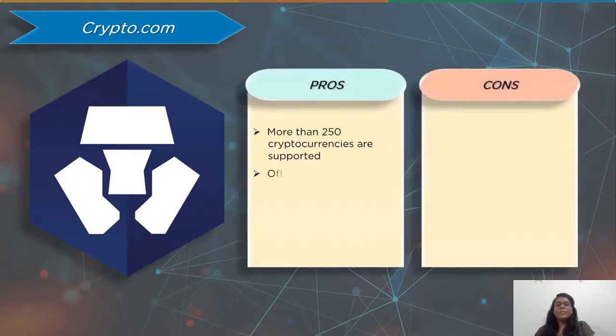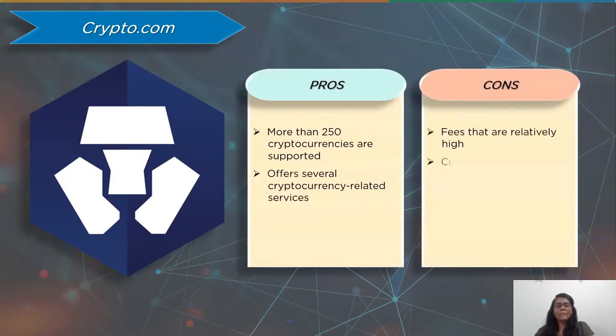Crypto.com supports a huge range of cryptocurrencies to trade for and other crypto-related services like payments and asset evaluation. Now, moving towards cons, its fees are relatively high. Also, the customer service is a little poor and stagnant.